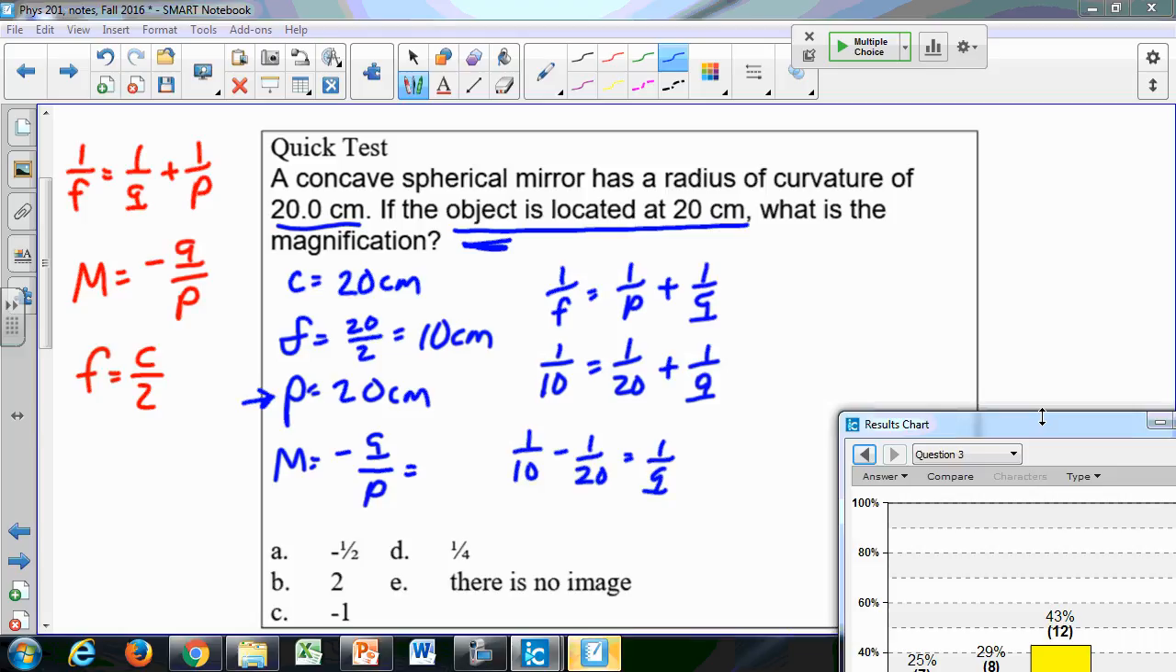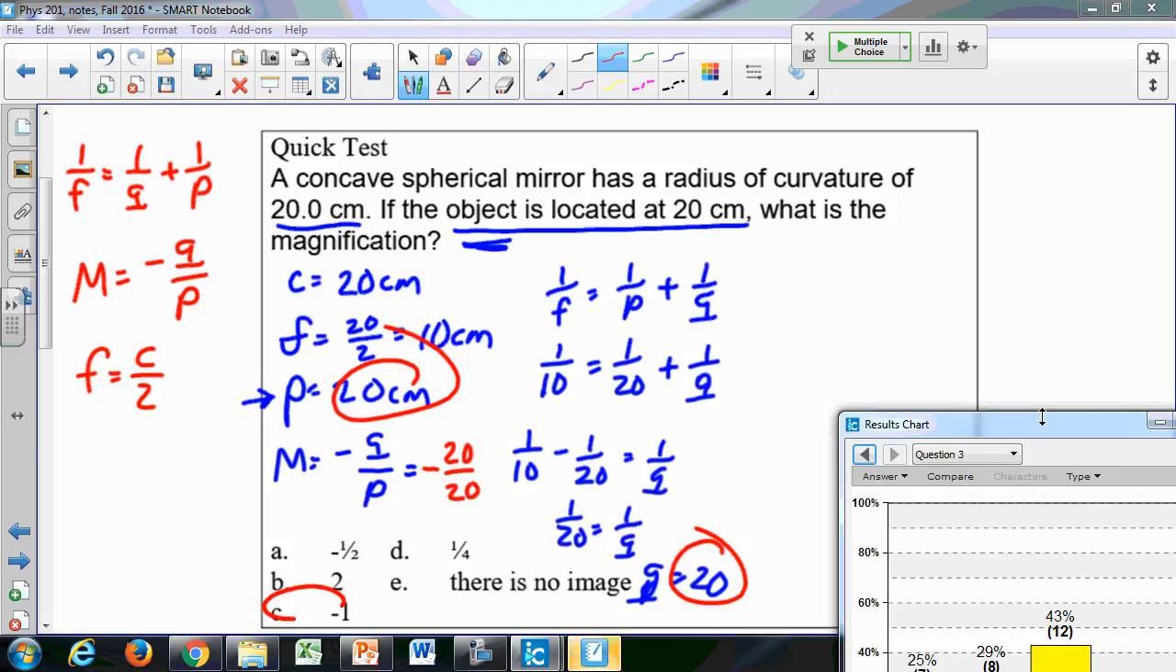You can do this in your calculator. I can say 2 over 20 minus 1 over 20. That's 1 over 20. So Q is equal to 20. If Q is equal to 20, then my magnification is negative 20 divided by 20. That's negative Q divided by P. So it has a magnification of negative 1. Yeah, that's right. Magnification of negative 1.